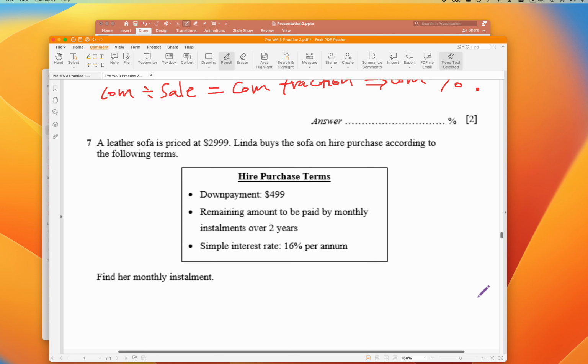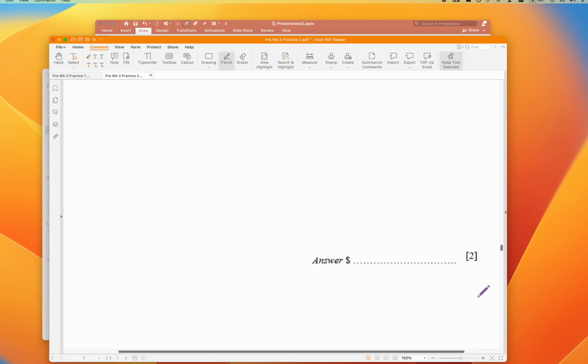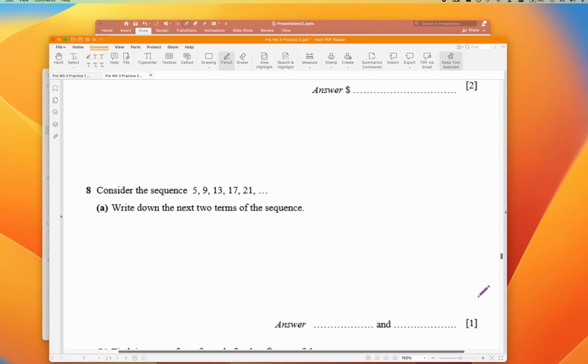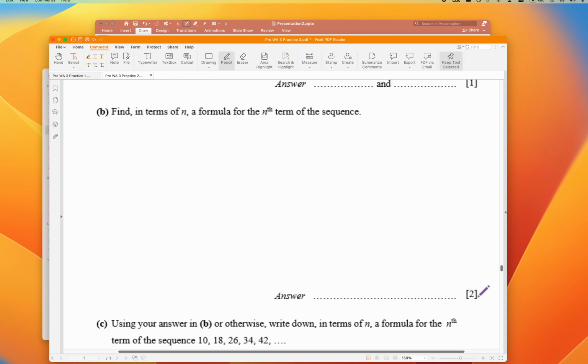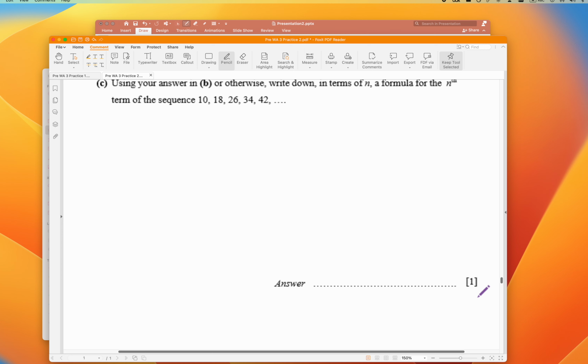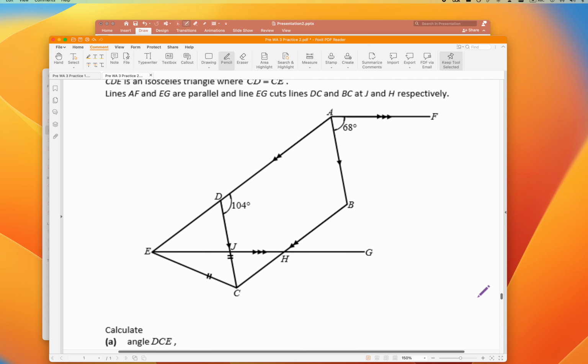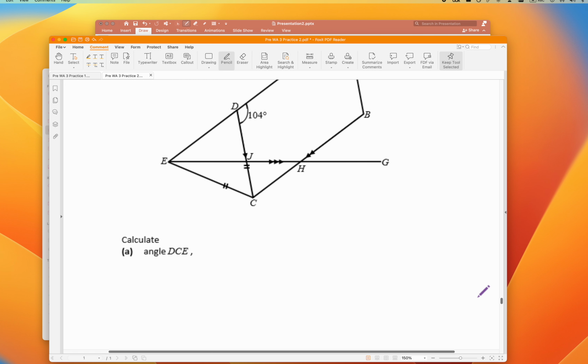A higher purchase. So for this paper two, this practice two, I will suggest you go back and do it. Okay? And then state reasons.